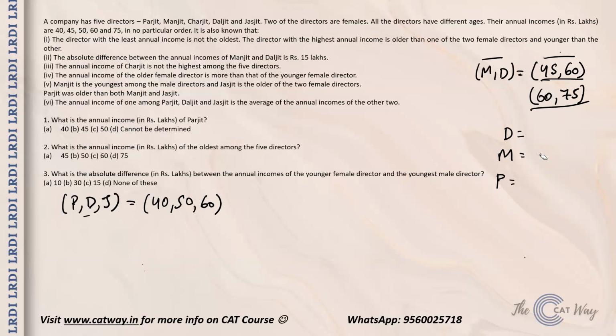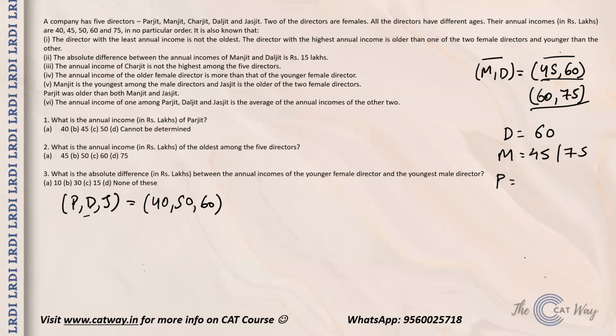In that case, the value of D will be 60. Let's see what else we have. The value of D is 60. For M, now there are two possibilities. Either it could be 45 or it could be 75.